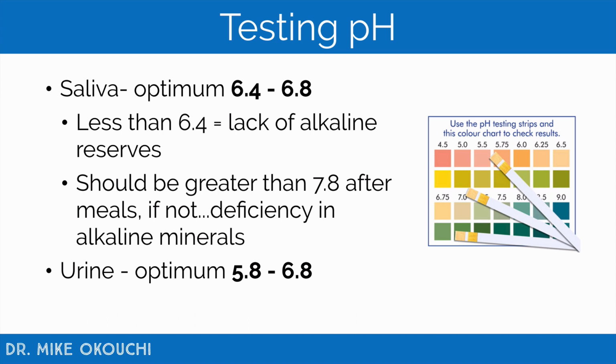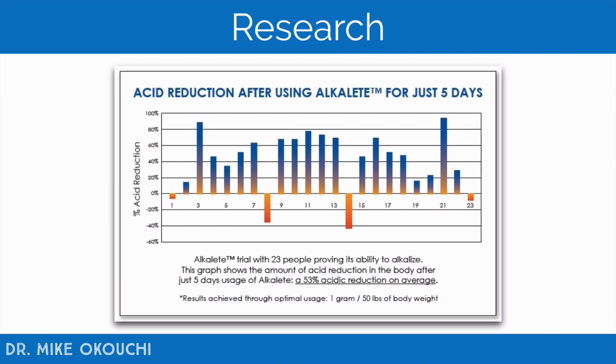Well, people may be asking, how do you test? You can just use pH test strips. You can test your saliva. You can test your urine. If it tests less than 6.4 in your saliva, that's a very good sign that you have a lack of alkaline reserves. And the optimum level in your urine should be between 5.8 and 6.8. Very simple way to do this.